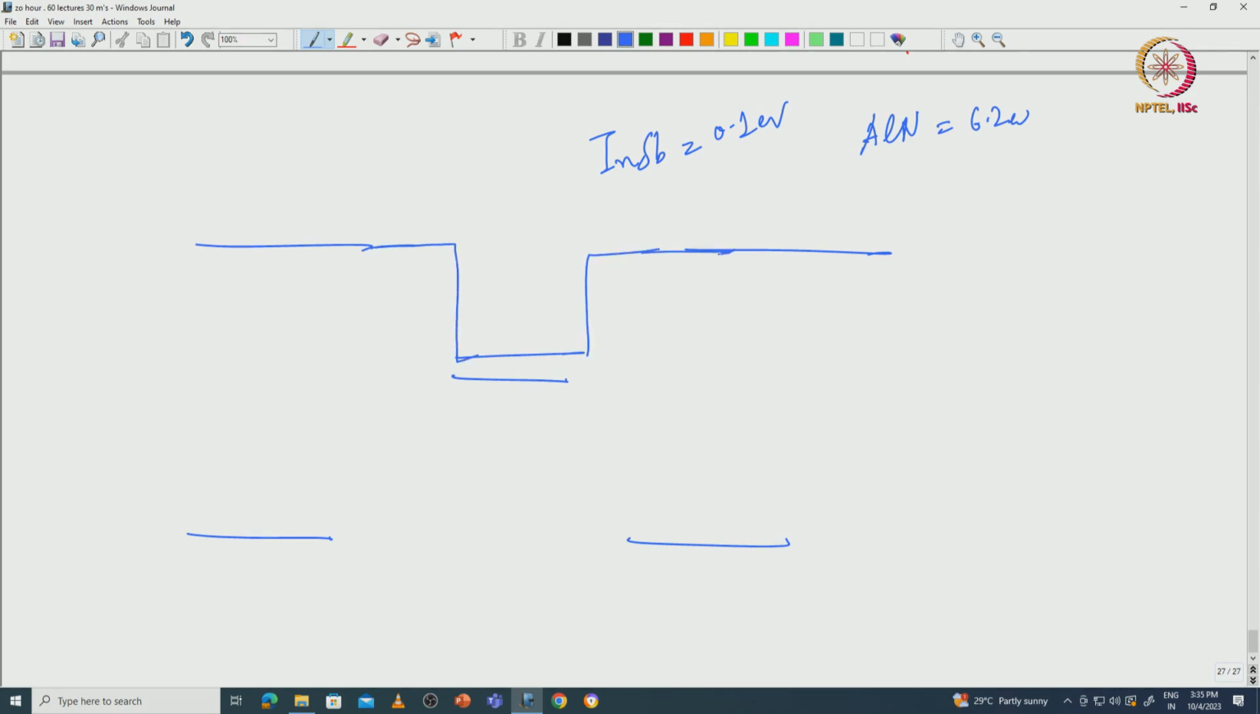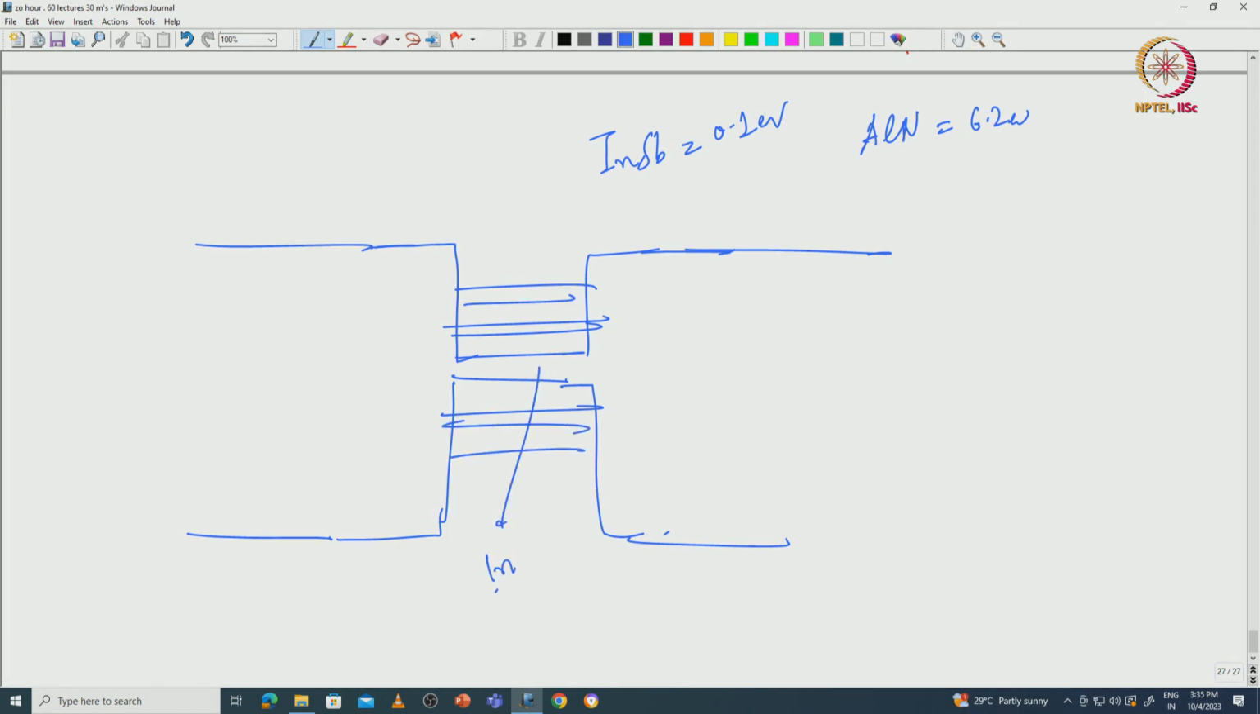Imagine the kind of quantum confinement, it will look like that. See how many levels you can get here, because this is indium antimonide and this is aluminum nitride. Theoretically you can do this, you can also do Silvaco or any other Sentaurus TCAD simulation to find out different properties of the device, etc.